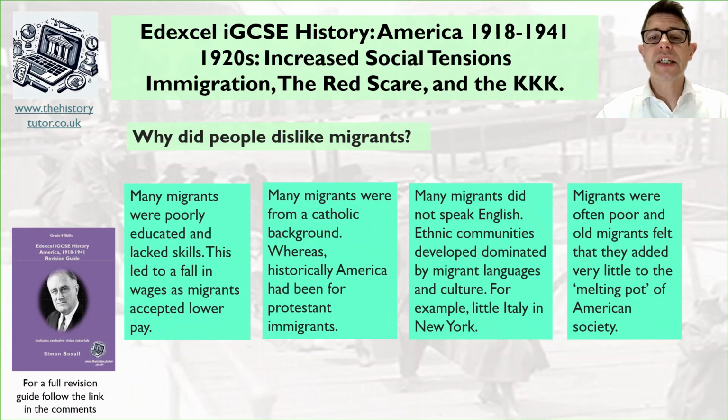Migrants could be poorly educated and lack skills. This led to a fall in wages as migrants accepted lower pay. This led to strikes and protests. As stated already, migrants often have a Catholic background, whereas historically America had been more Protestant immigrants.